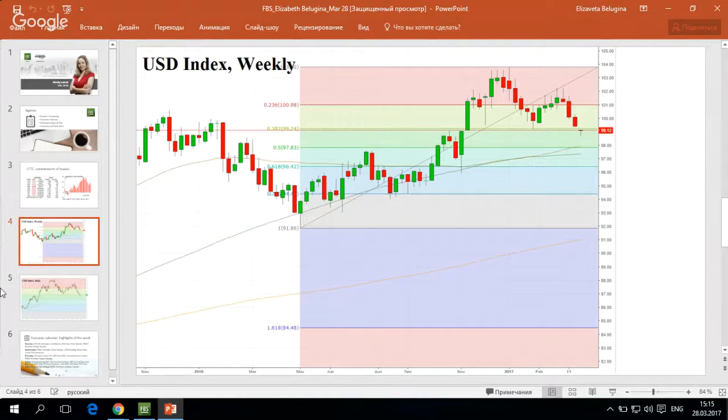And firstly, I propose you have a look at the weekly chart. There were 3 weeks in a row of declines in the US dollar index after it failed to strengthen above the 102 point resistance at the beginning of March. And now this decline has taken the US dollar index to the levels in the area of 99.